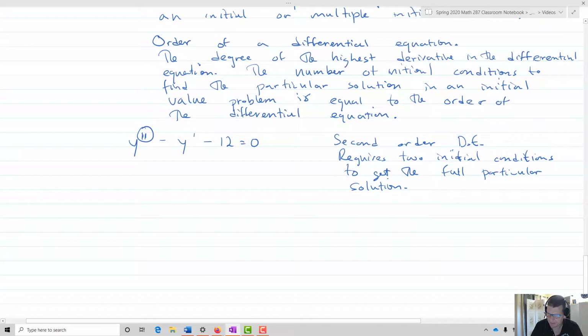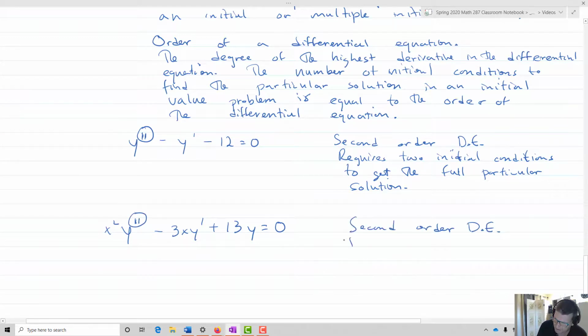Let's take a look at another example. Let's say, for example, that I have x squared y double prime minus 3xy prime plus 13y equals 0. When I look here, I'm going to notice again, this is second order. It's going to have two solutions. Both will be represented in the general solution, and it will require two initial conditions to find a particular solution.